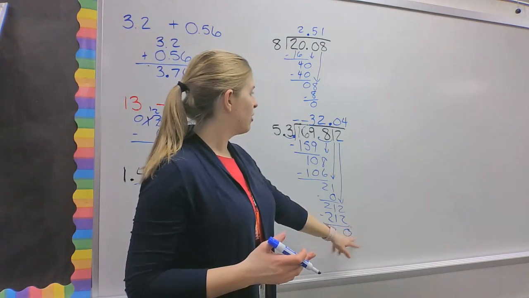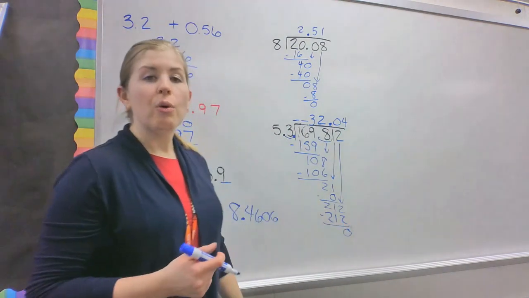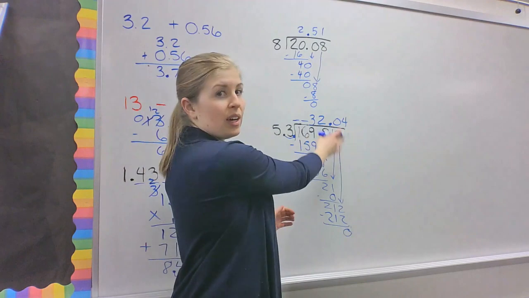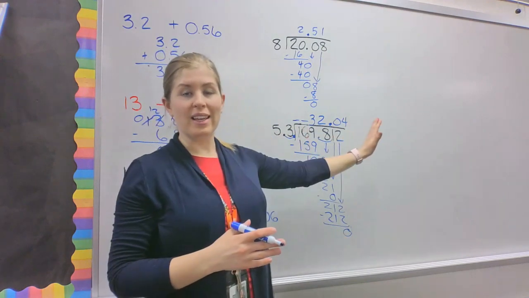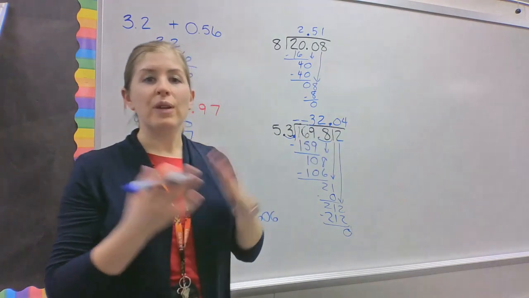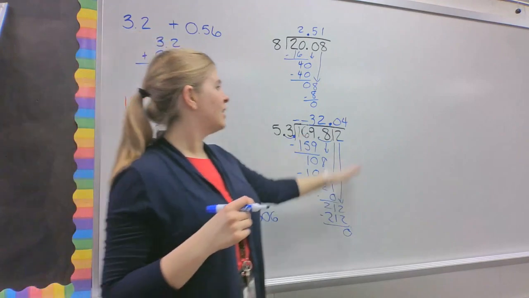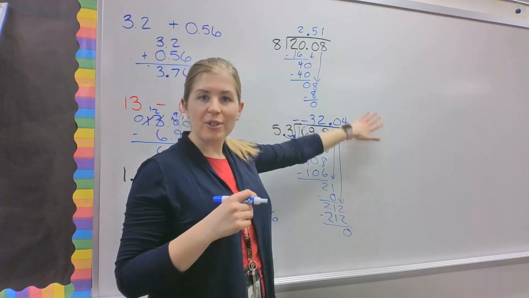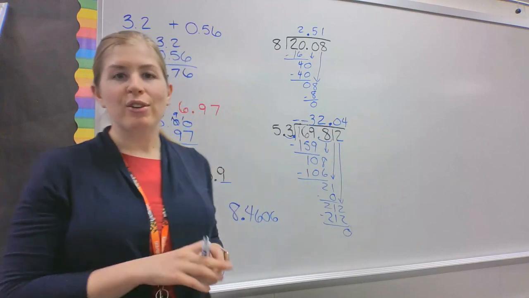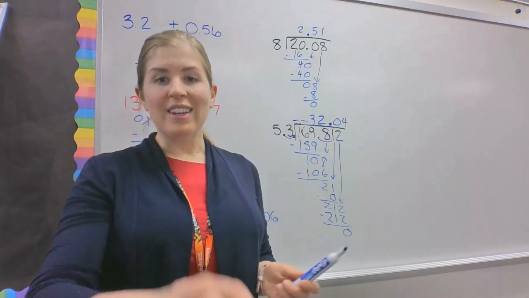If we did not end with 0 and we've run out of digits to bring down, what we would do is add zeros and bring them down until we can get a final answer. With decimals, we don't like to end in remainders. We do like to end with a final 0 to finish it out. And you can look for those examples in future videos.